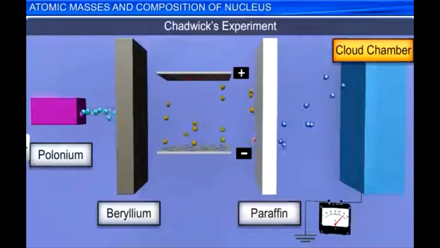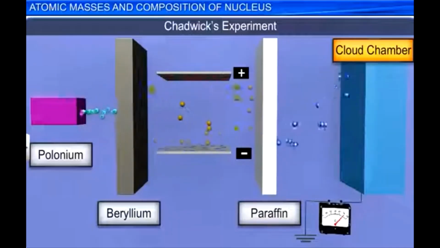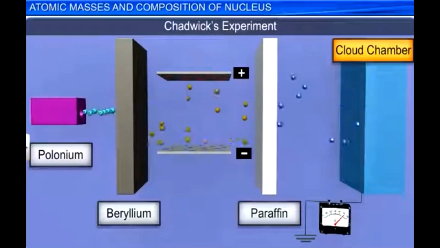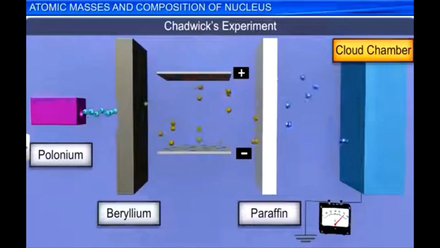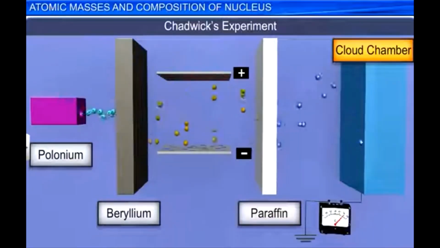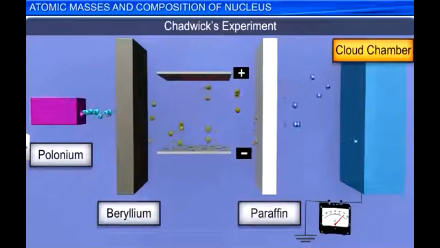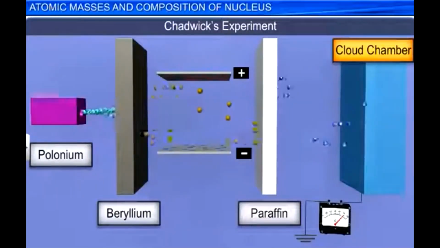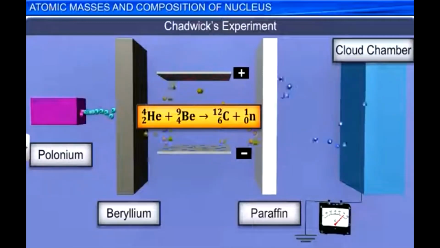Therefore, Chadwick assumed that these neutral particles were of the same mass as that of the protons. Calculations done on the basis of this assumption, by applying the law of conservation of energy and momentum, showed this assumption was in excellent agreement with the results obtained experimentally. The nuclear reaction occurring in Chadwick's experiment can be summarized as 2He4 + 4Be9 → 6C12 + 0n1. Here, 0n1 represents the neutron.